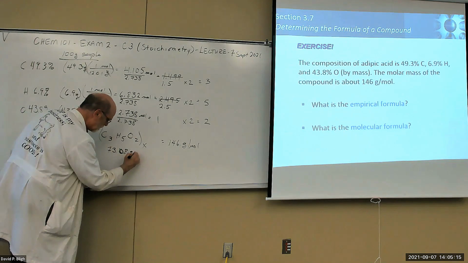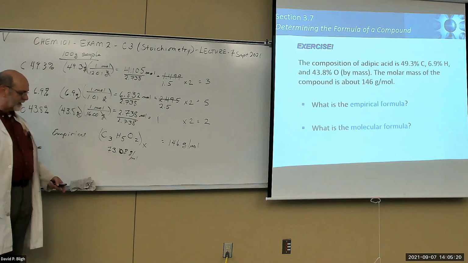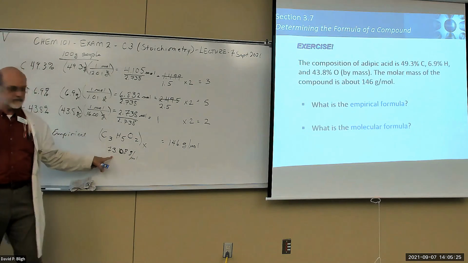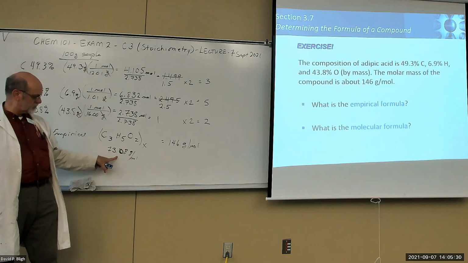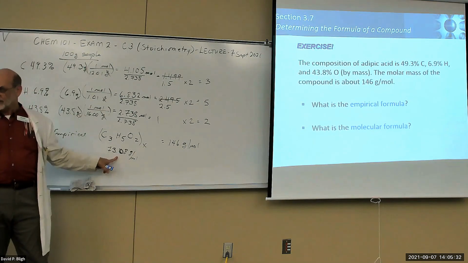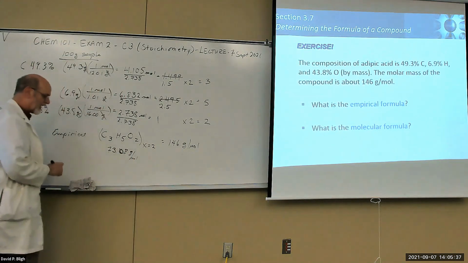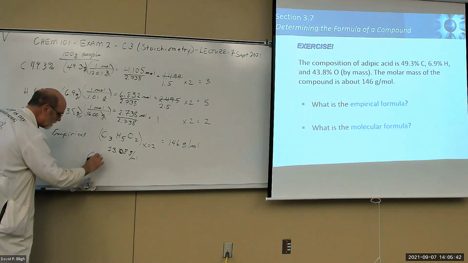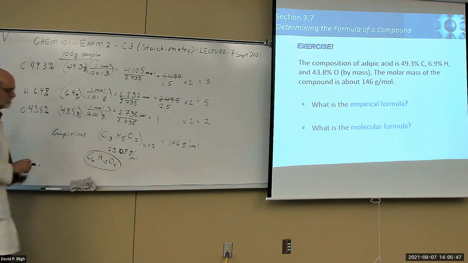Grams per mole of this formula unit. Right? So if we multiply that by 1, we only get 73. That's not it. If we multiply by 2, we get 146.16. Bingo. X equals 2. So now the molecular formula is actually C6H10O4. Okay. That's how it's done.